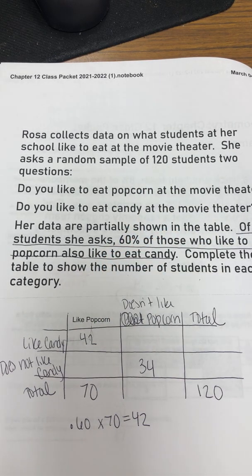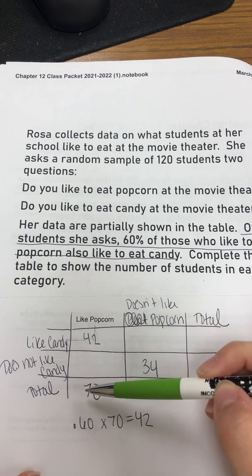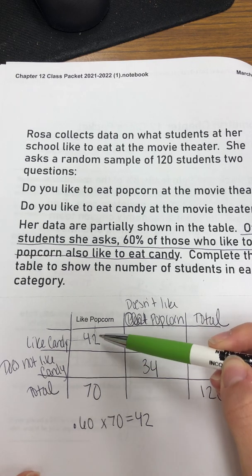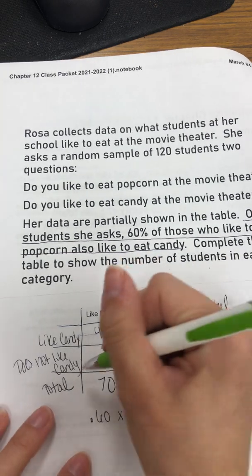Now, I can go ahead and fill out the rest of my chart because these two numbers have to add to my total, which is 70. So if I'm missing this box, I can do 70 minus 42, which is 28.